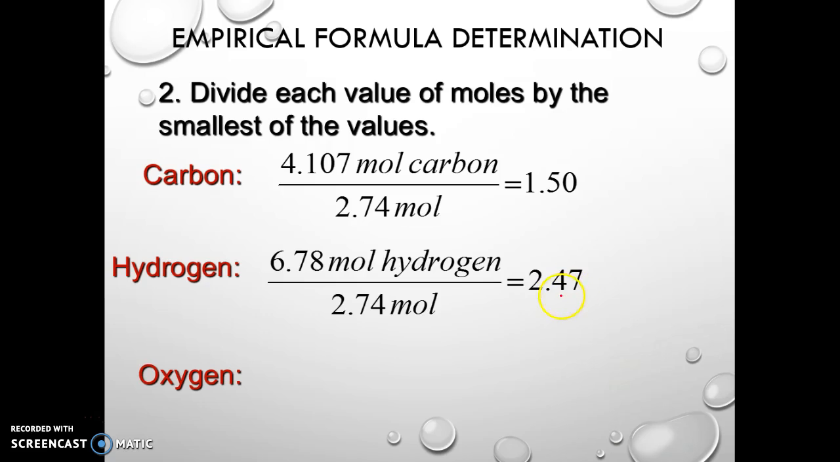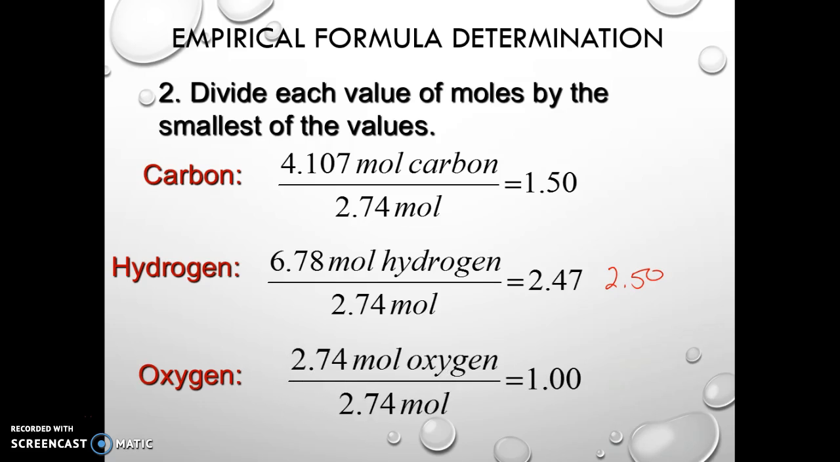We're going to just round that up. That's really close to 0.5, so we're going to probably round that up to 2.5 for the sake of ease. And then 2.74 divided by 2.74 gives me 1. So you can see that one of them is always going to be a 1. So these are the ratios to each other of these atoms in this compound. The problem is we do not have whole number ratios here. So let me show you the next slide so that we can see what we might have to do here.